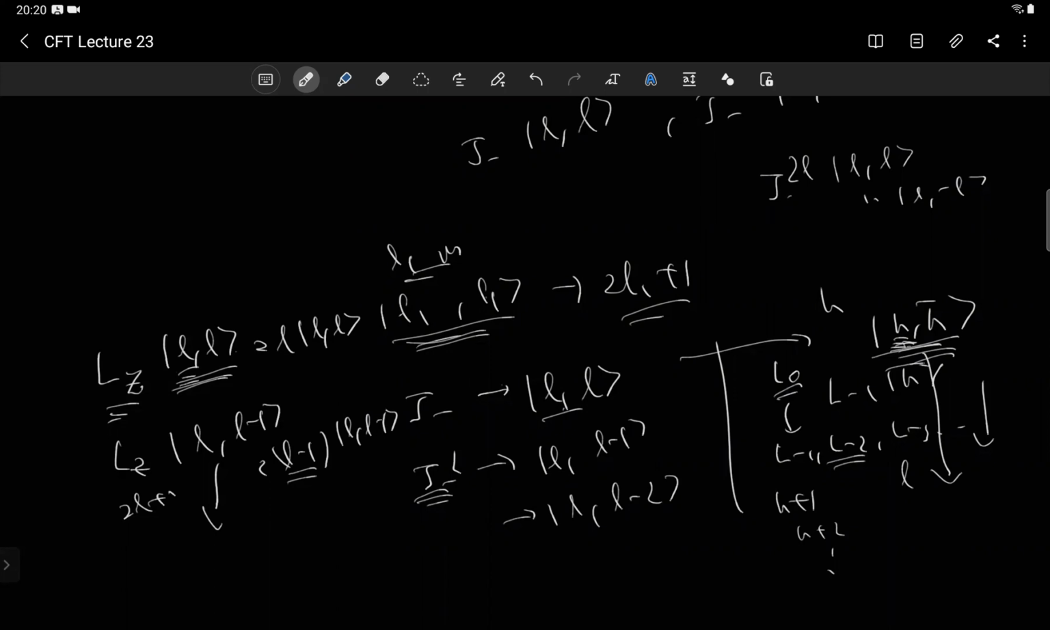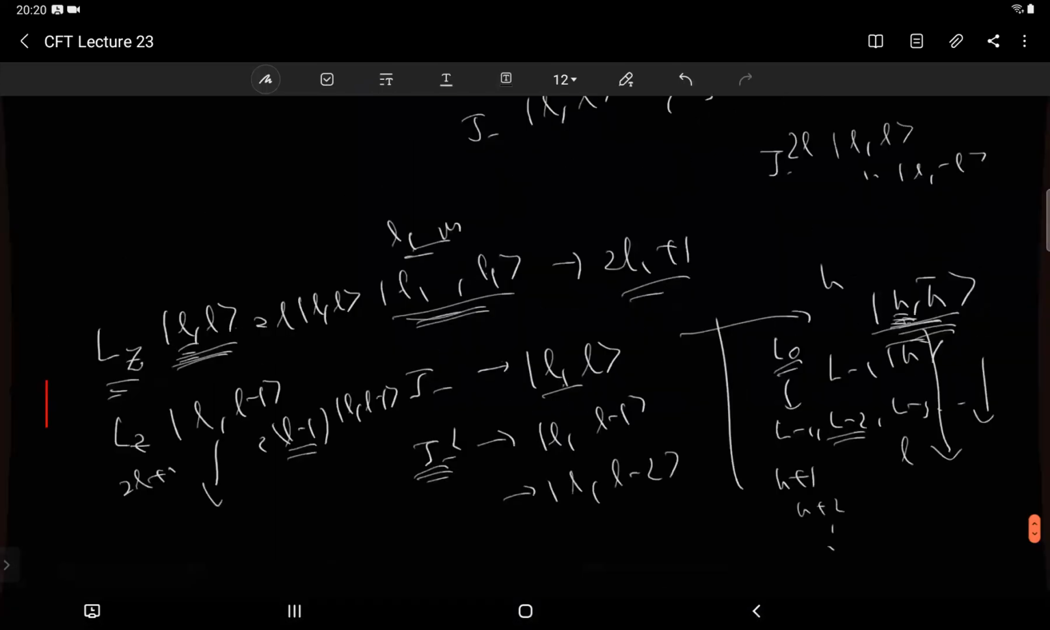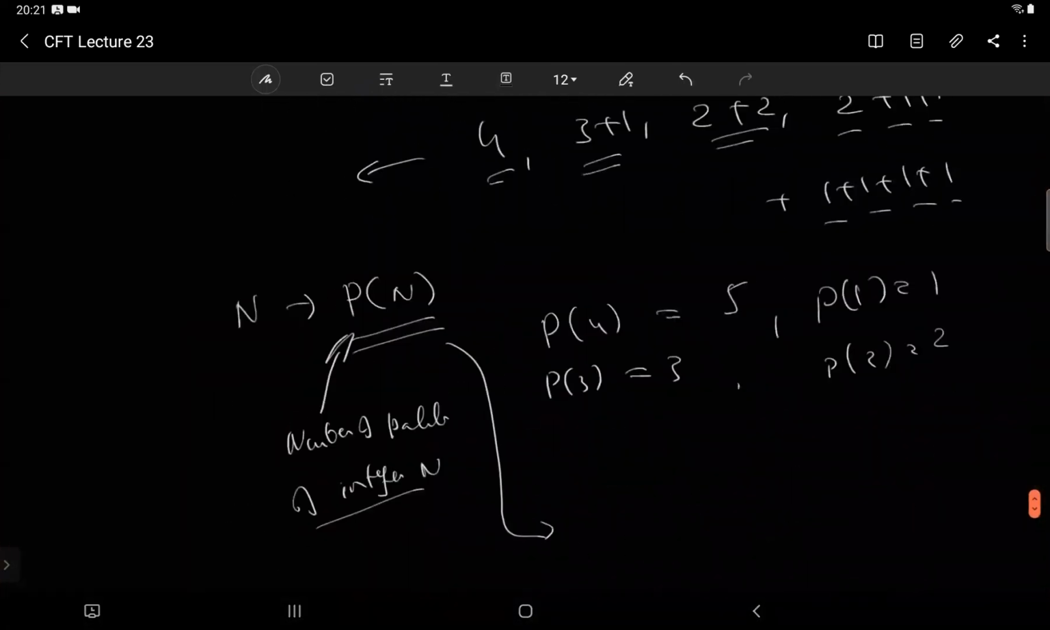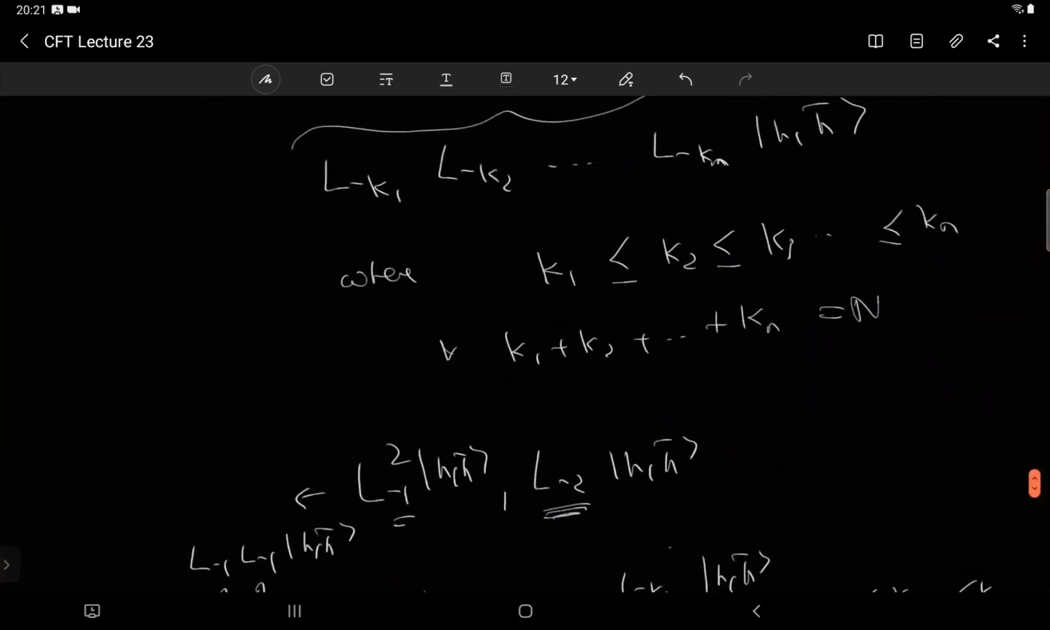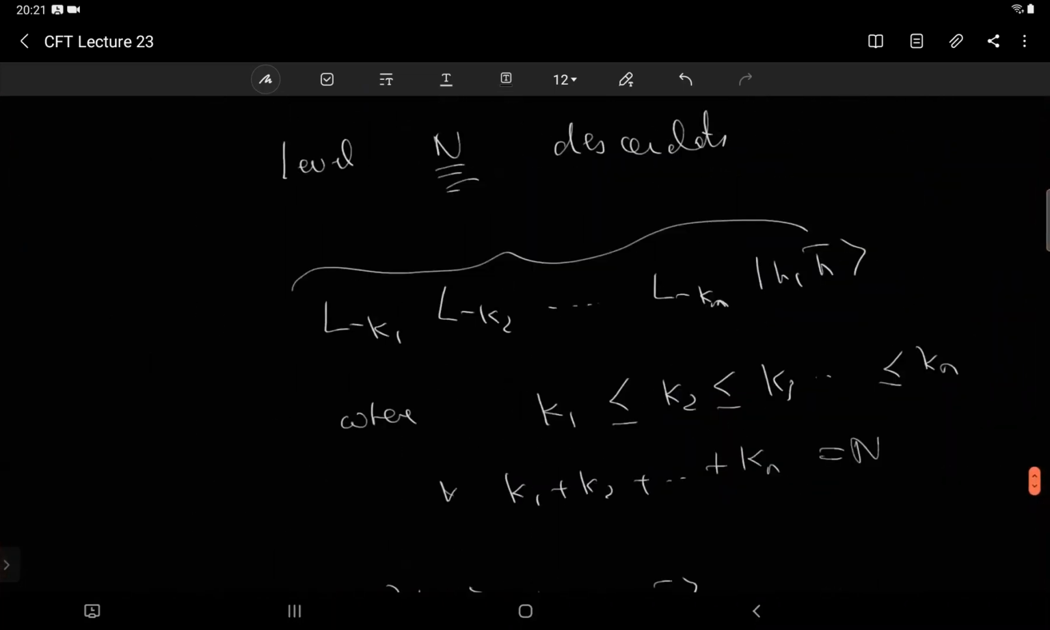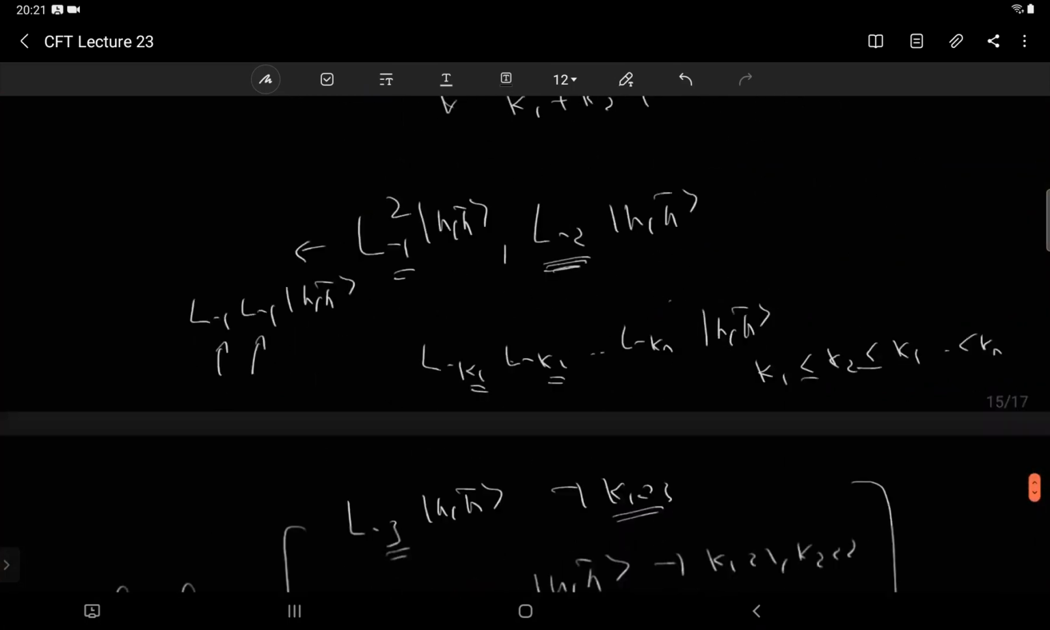Okay? So I'll just stop here because I think this is already a bit heavy, and we will continue from here the next time. But at least it should be clear what we are trying to do. We are trying to find the representations of the Virasoro algebra, and that is what we are trying to do.